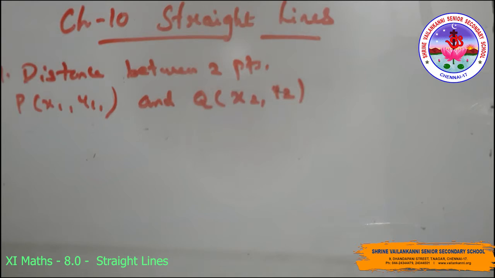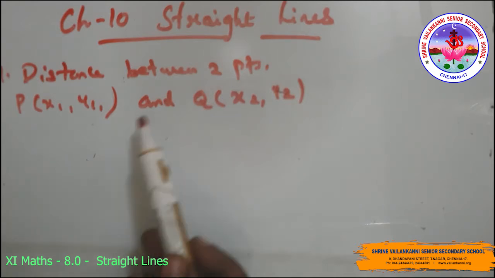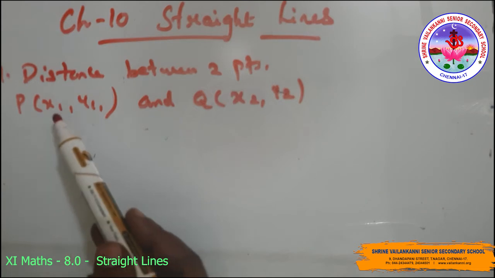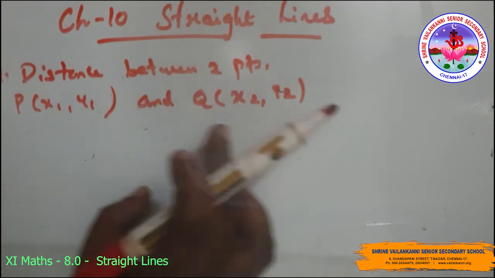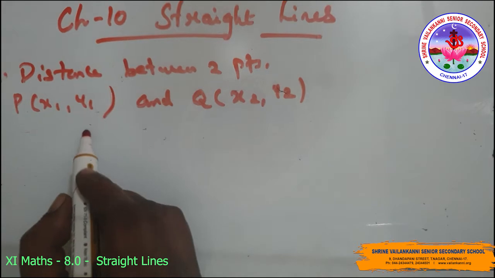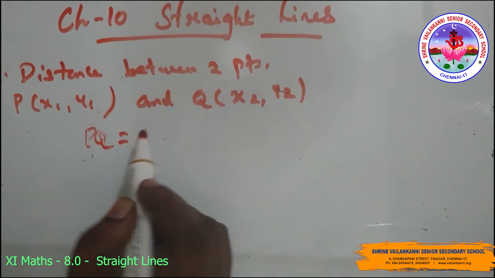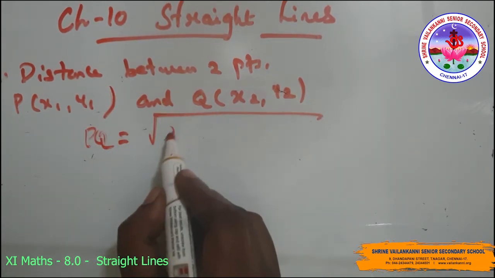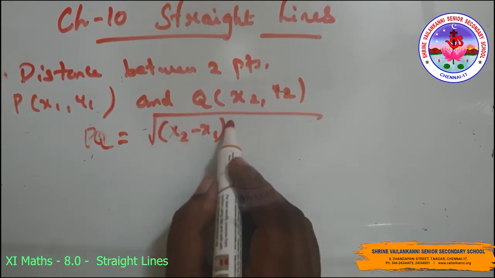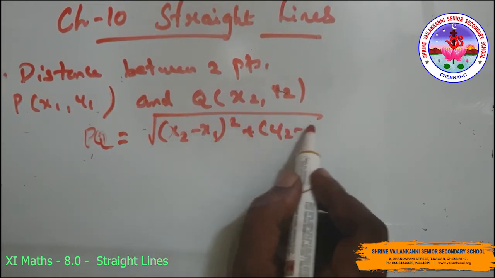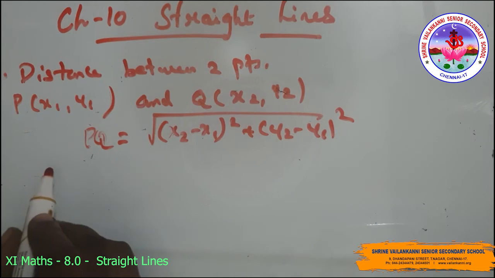Let's recall some of the formulas which we used in coordinate geometry. Distance between the points P(x1, y1) and Q(x2, y2). So distance between these 2 points is square root of (x2 minus x1) whole square plus (y2 minus y1) whole square. Let's take examples.